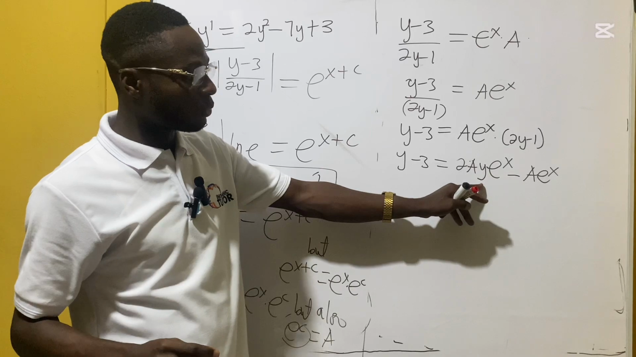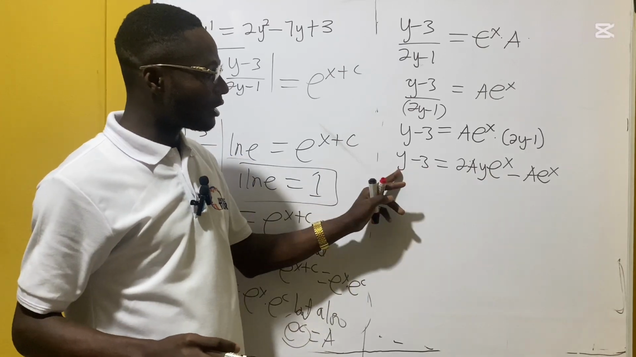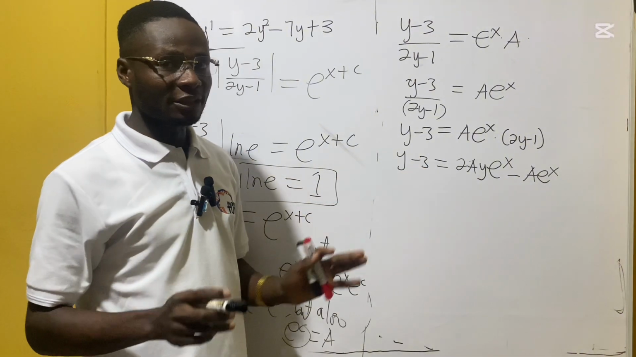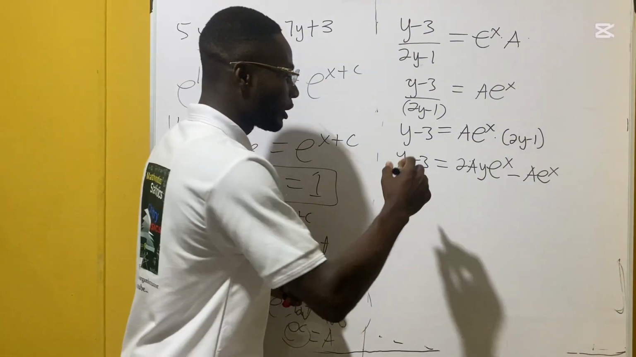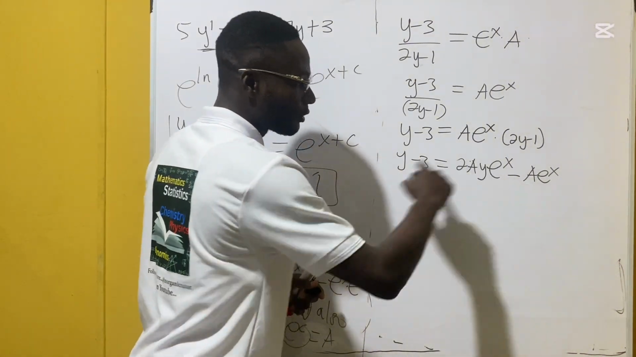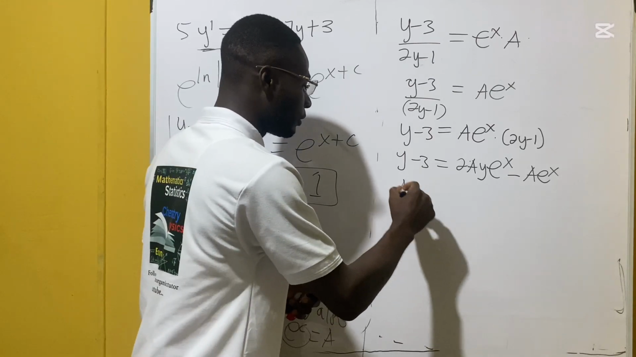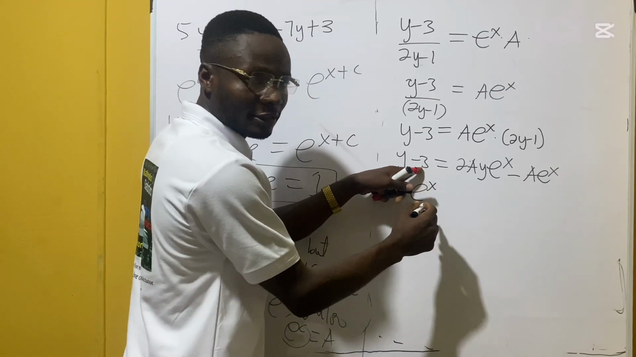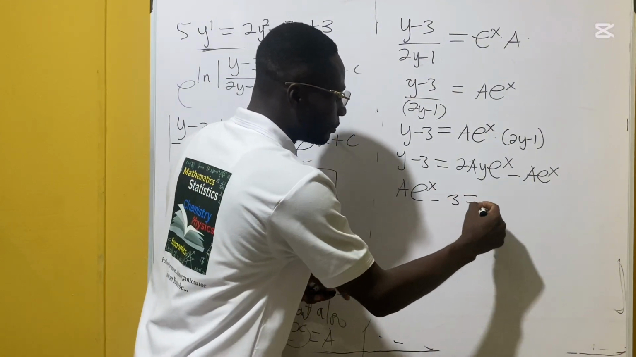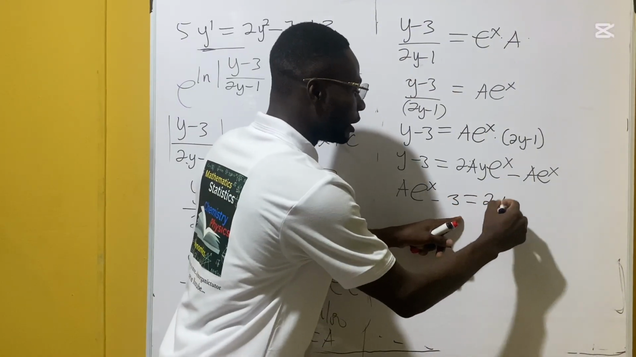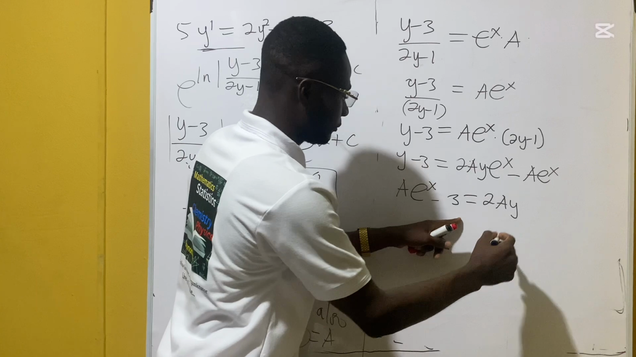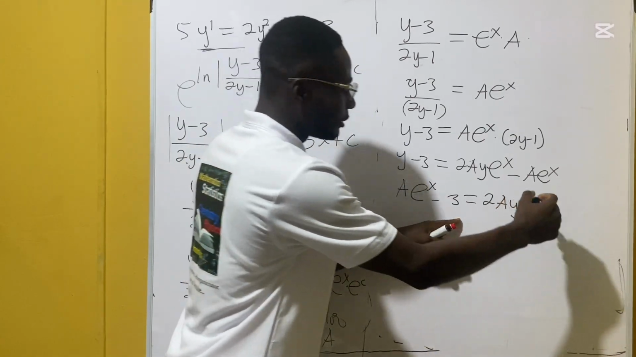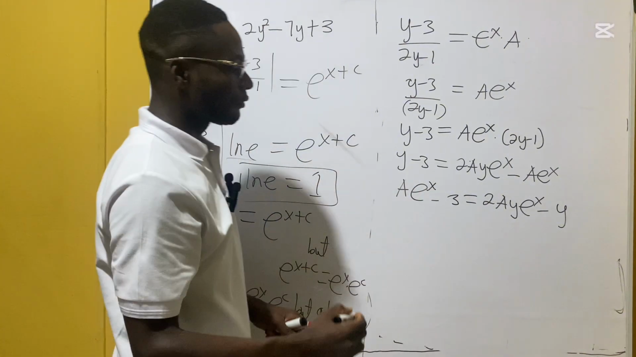So we are interested in y. We have y here, we have y here. So what do we do? Let's send this here and bring this here to avoid negatives. So this is negative here, crosses here, becomes positive a e power x. Maintain the negative 3. That should be equal to 2ay e power x. Then we are sending the y to this side, minus y, right?